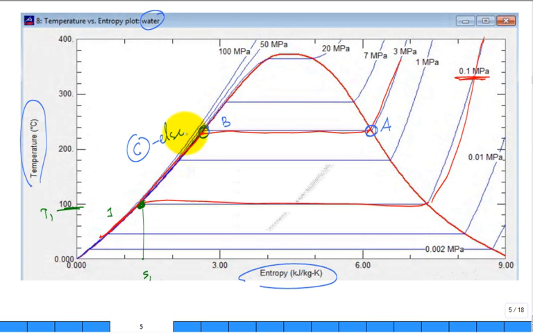Let's narrow it down. Could it be A or B? A is not right because that's saturated vapor. Well, it's at the right pressure, but can you tell me a little bit about the entropy value at A compared to the entropy value at the inlet? What type of pump are we running here? A pretty lousy pump or a pretty good pump? A really, really good pump, right? So what about the exit entropy?